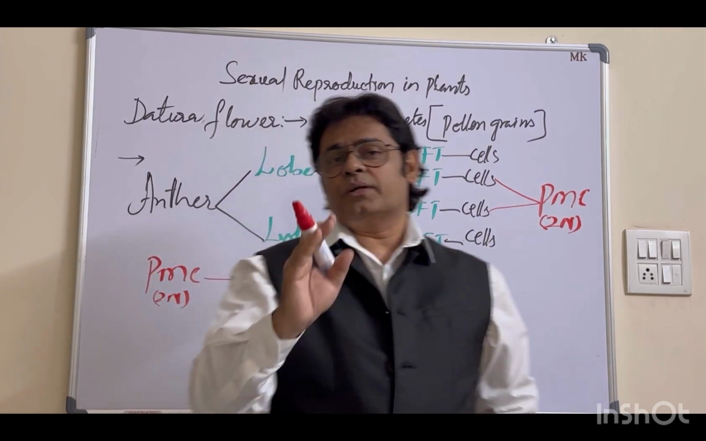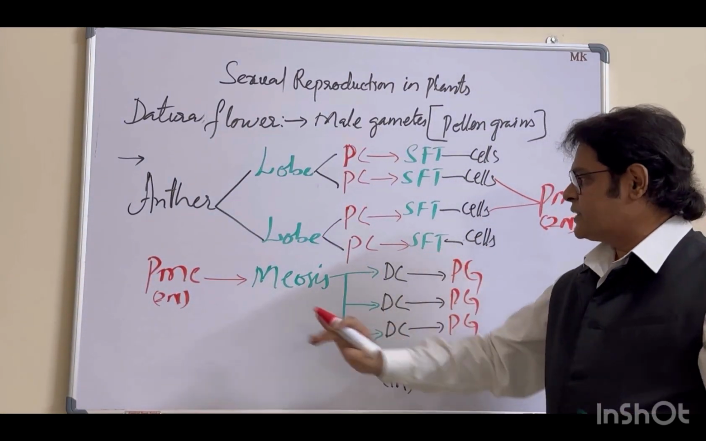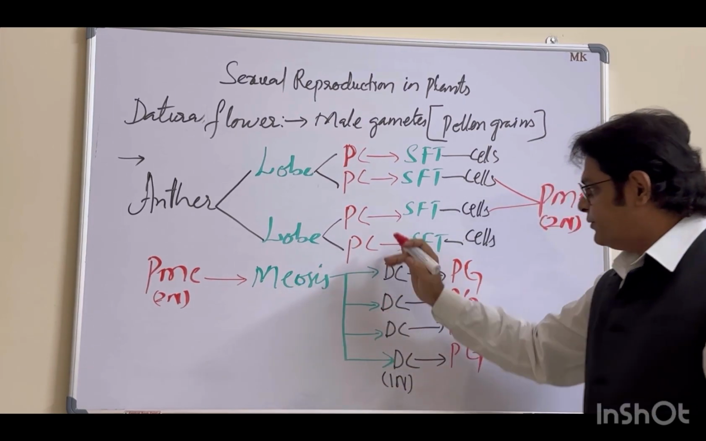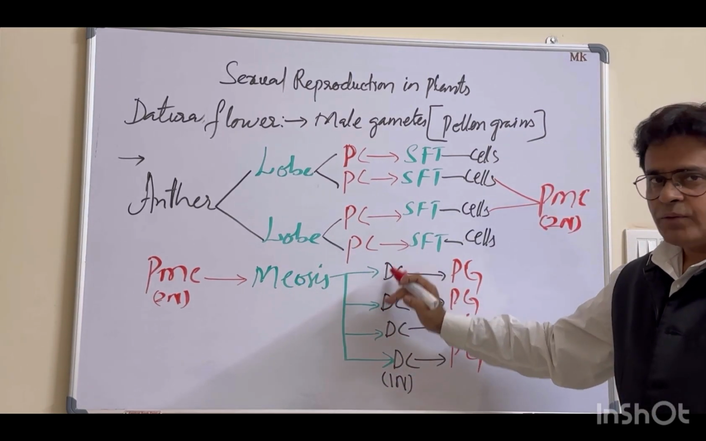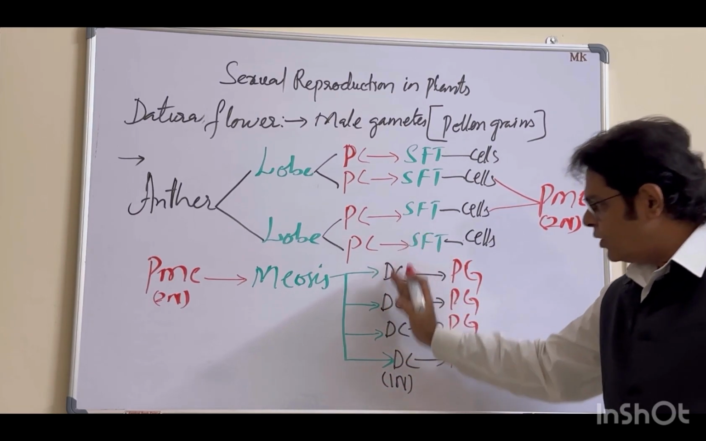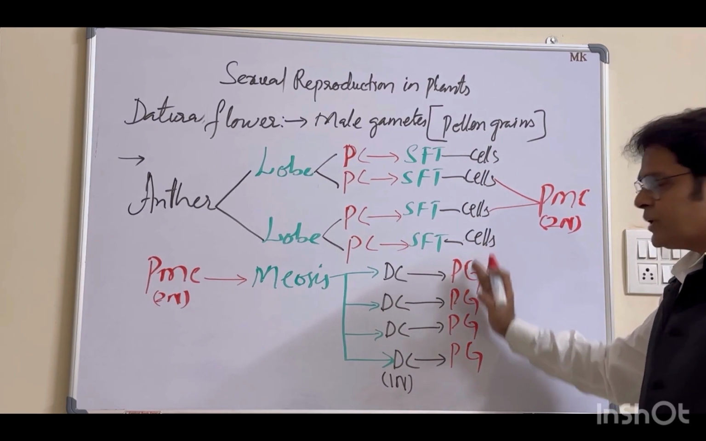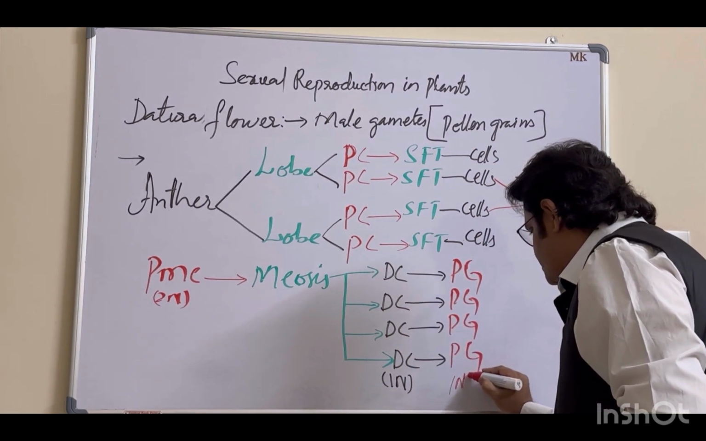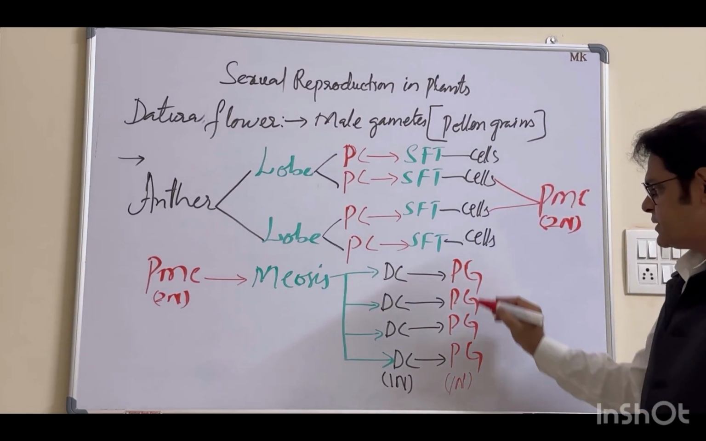So this pollen mother cell undergoes the process called meiosis. When it undergoes meiosis, it produces four daughter cells. These four daughter cells are haploid in condition. In future, all the four daughter cells convert into pollen grains, and pollen grains also consist of only one set of chromosomes. Pollen grains are formed like this.